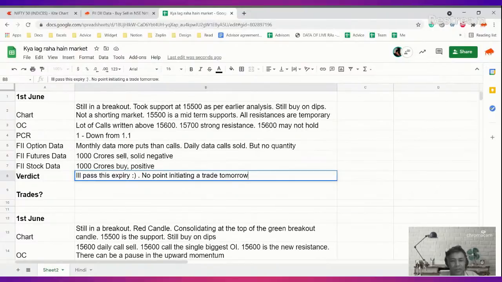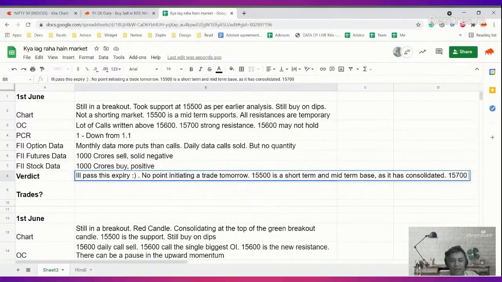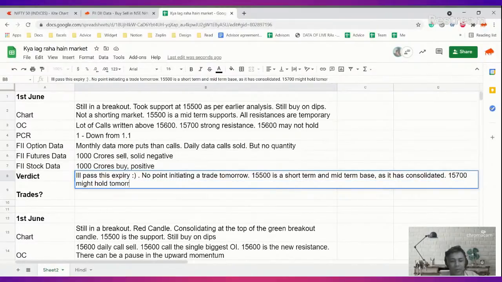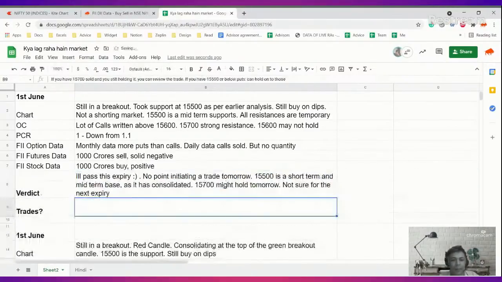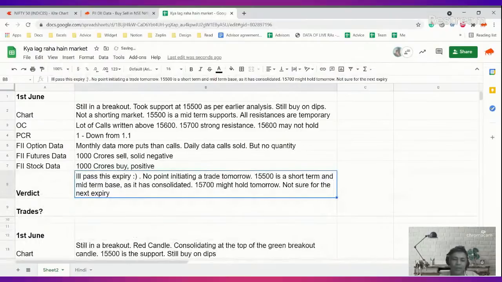Now the chart. 15,500 is a short term and midterm base as it has consolidated. 15,700 might hold tomorrow. Not sure for the next expiry. So as of now, it is a put selling market. I don't know if it's a call buying market. That depends on where you enter.